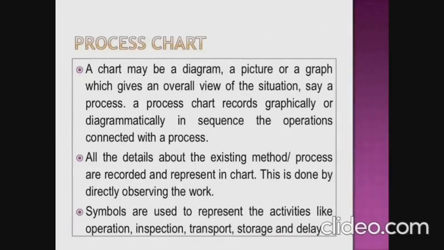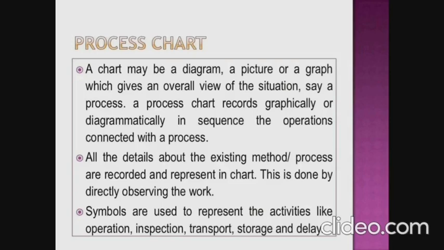Now we see what a process chart is. A chart may be a diagram, a picture or a graph which gives an overall view of the situation, say a process. A process chart records graphically or diagrammatically, in a sequence, the operations connected with a process. Second point, all the details about the existing method or process are recorded and represented in a chart. This is done by directly observing the work. Third point, symbols are used to represent the activities like operation, inspection, transport, storage and delay. So this is all about process chart.